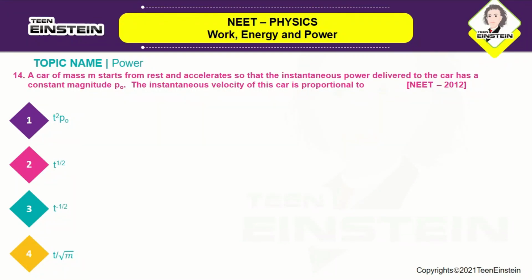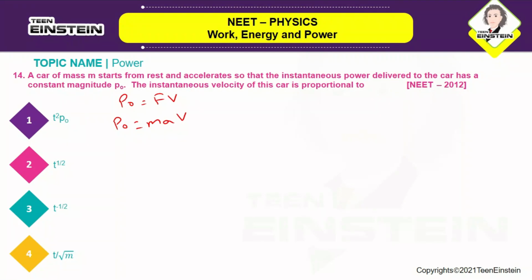A car of mass m starts from rest and accelerates so that the instantaneous power delivered to the car has a constant magnitude p0. So the instantaneous velocity of the car is proportional to, so they want us to calculate the instantaneous velocity, and it is proportional to what value they are asking us to find out. Okay, so here they have given the magnitude p0 is equal to Fv. So p0 will become m a v. Force equal to mass into acceleration.